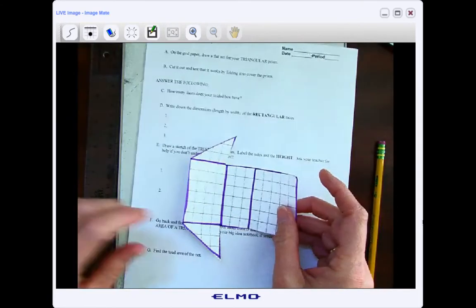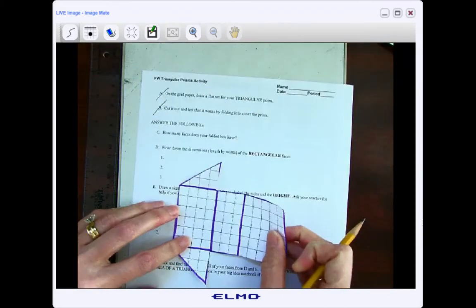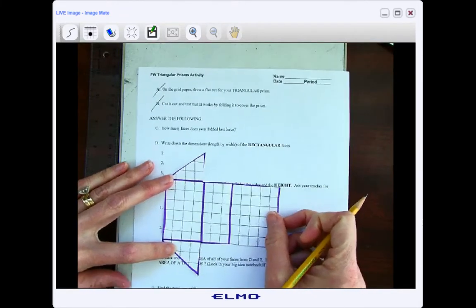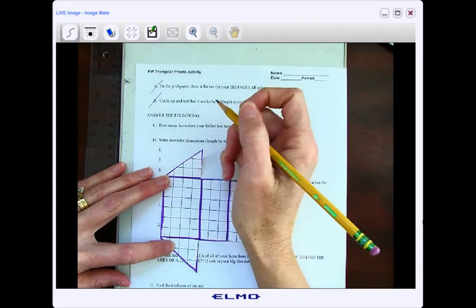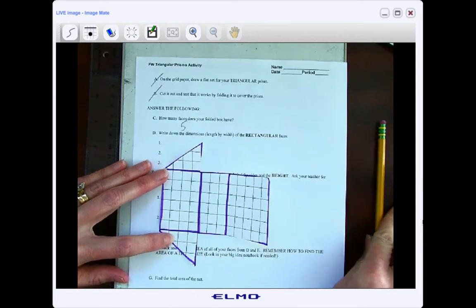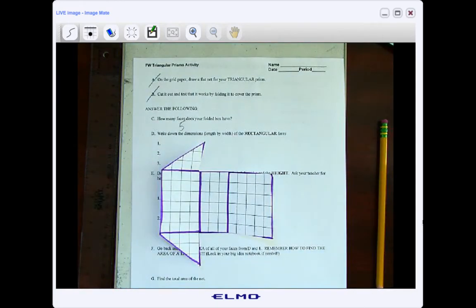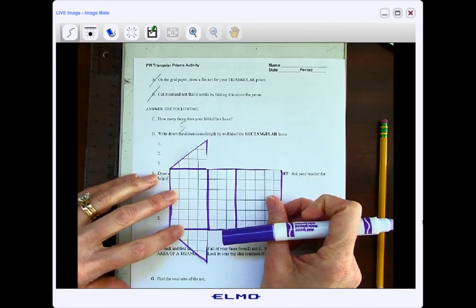All right, so we drew our net, we cut it out. Now we're going to answer a few questions. How many faces does your folded box have? Did you say 5? Everyone should have 5. Next it says write down the dimensions, length, and width of the rectangular faces. So go ahead and do that for your rectangular faces. And again, if you don't have F, if you have a different one, it might be slightly different.